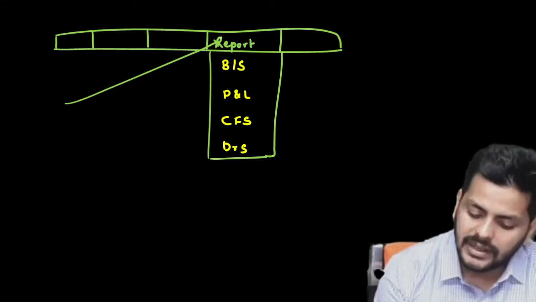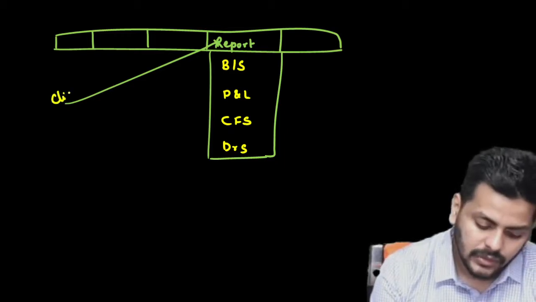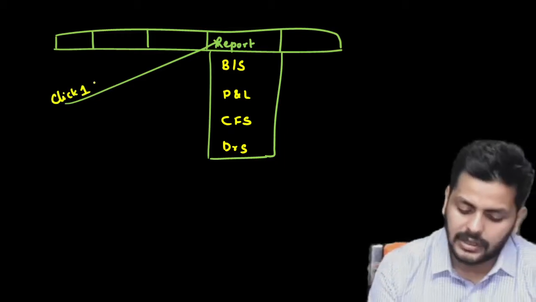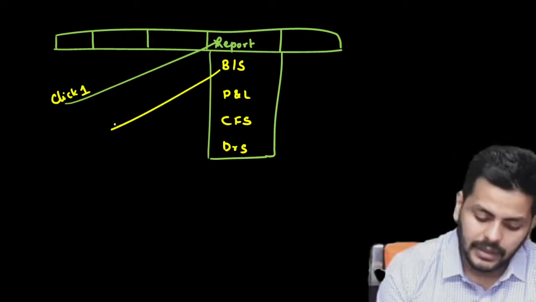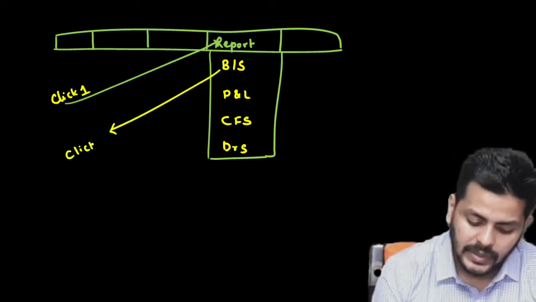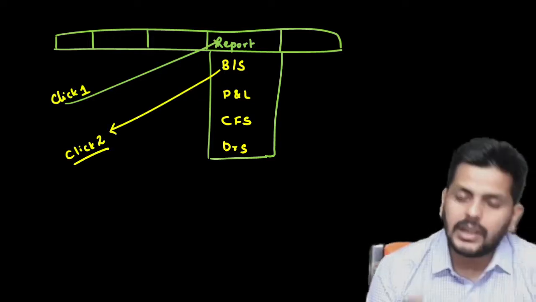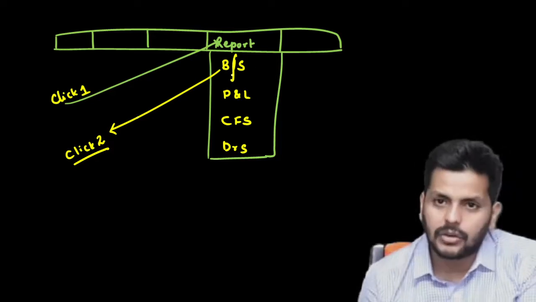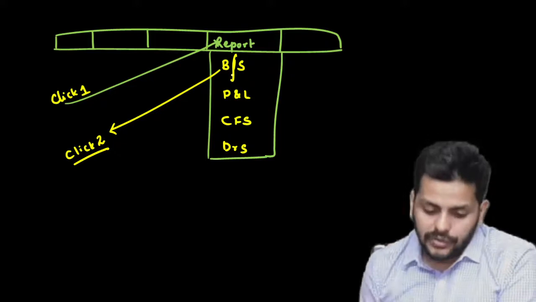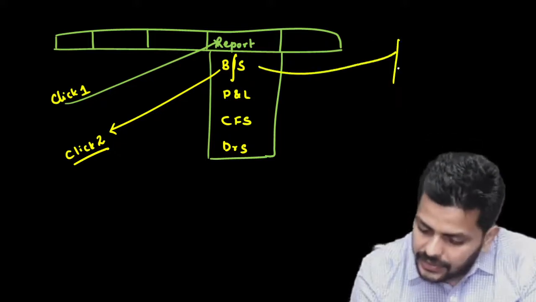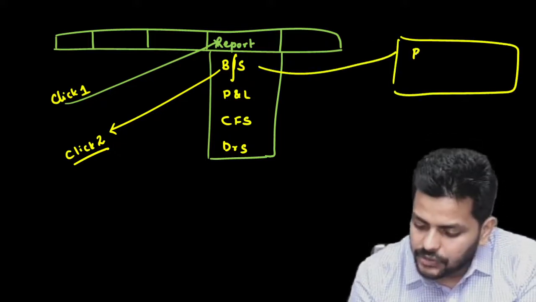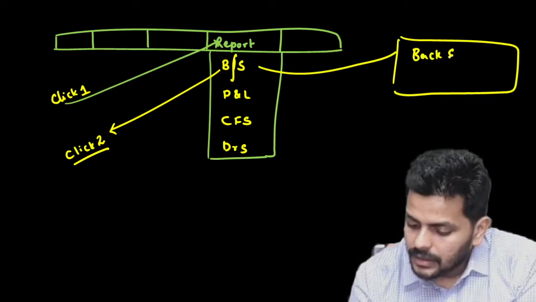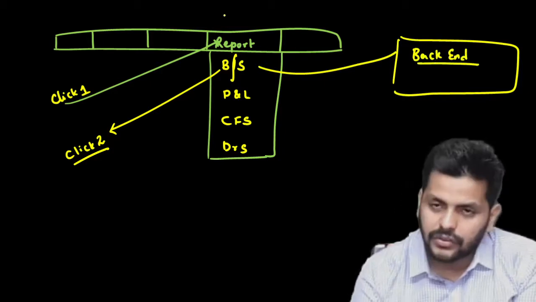So first you will go and click on this. Click 1 will be on Report. Then this drop down will come. Then this will be your click 2. The moment you click on both, immediately the balance sheet is going to come up, of course depending on the processing speed. Now, inside there is a back-end system, which is a place where all this content is stored.